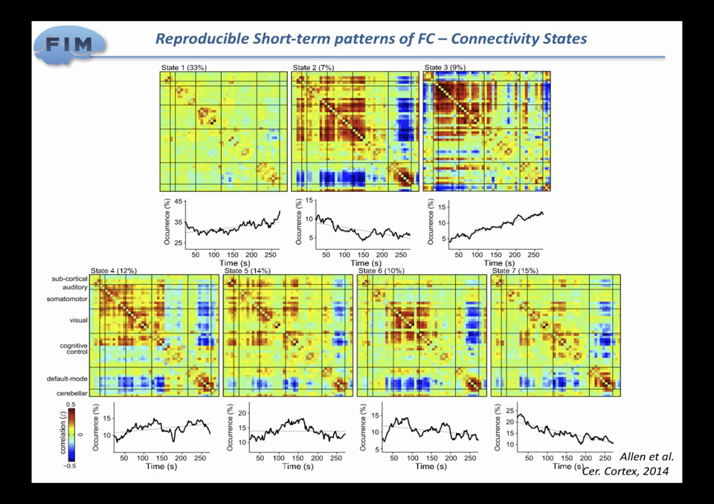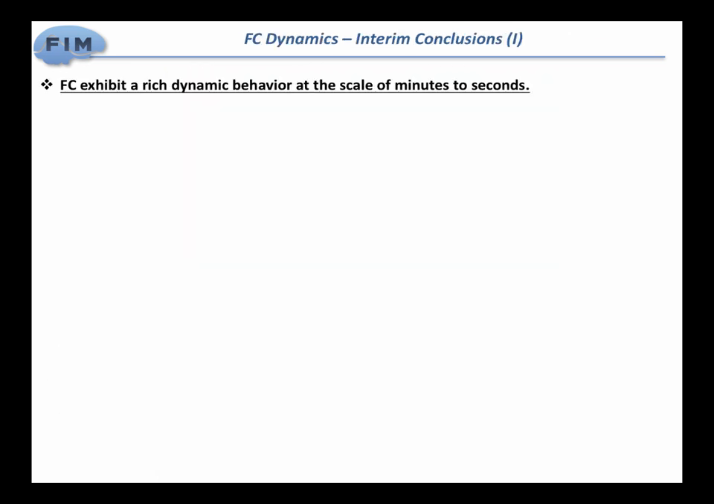So that was one of the potential ways of making sure that what you're seeing in the data may make sense. Is that strong enough to claim that this is all real? Potentially not, but it's little by little. This is science. Okay, so just a few initial conclusions. Functional connectivity exhibits a rich dynamic behavior at the scale of minutes to seconds within a scan.